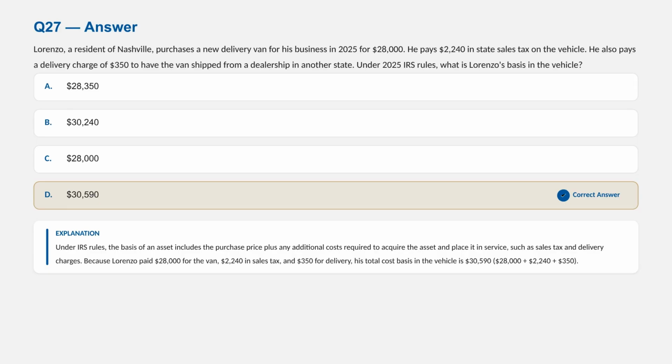$30,590. Under IRS rules, the basis of an asset includes the purchase price plus any additional cost required to acquire the asset and place it in service, such as sales tax and delivery charges. Because Lorenzo paid $28,000 for the van, $2,240 in sales tax, and $350 for delivery, his total cost basis in the vehicle is $30,590. $28,000 plus $2,240 plus $350. Great. Now let's move to our next question.